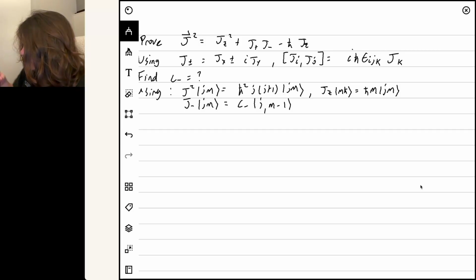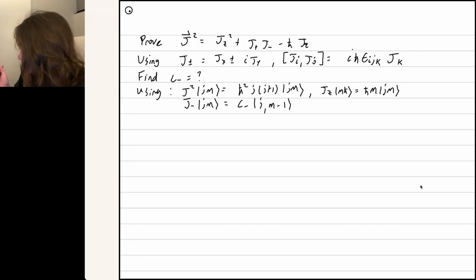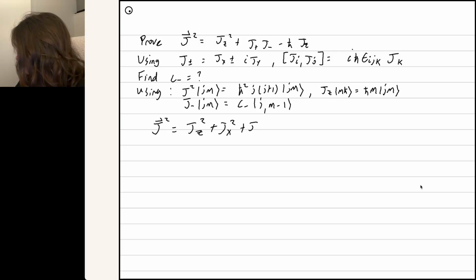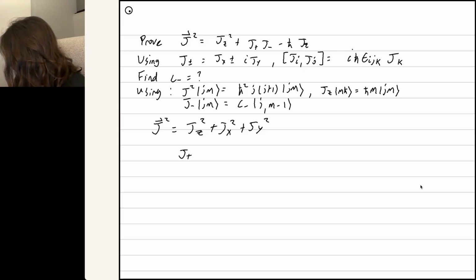So let's just get to it. How do we make j squared look like that stuff that I wrote up there? Well, j squared is just jx squared plus jy squared plus jz squared. It's a dot product of two different angular momentum vectors. So let's actually investigate the quantity j plus times j minus.